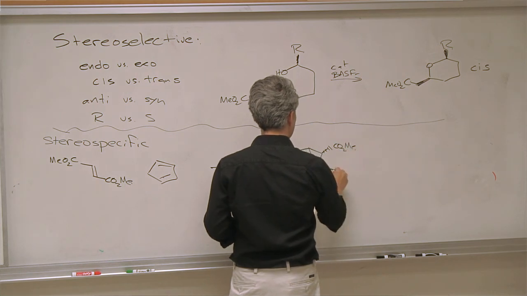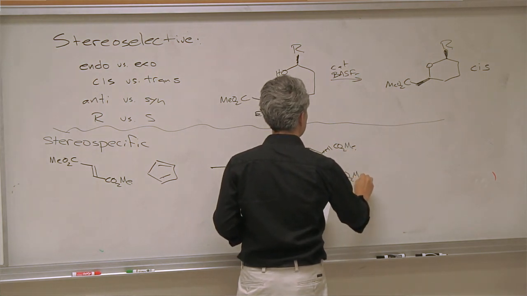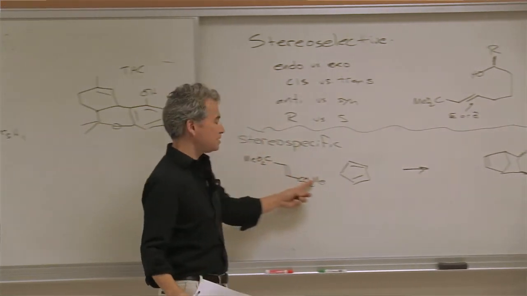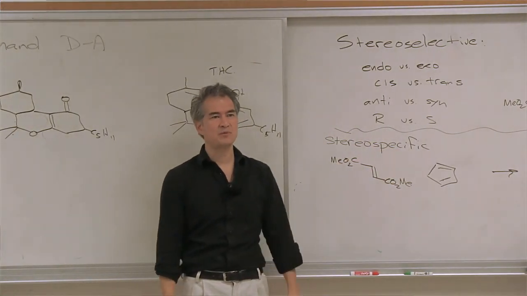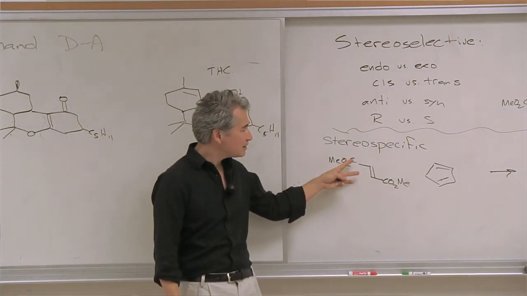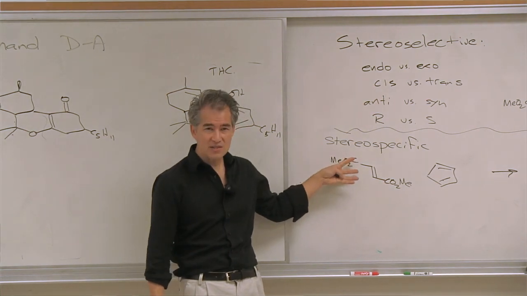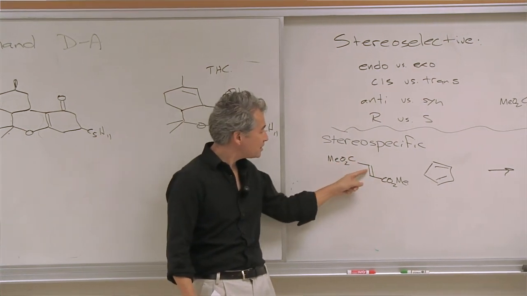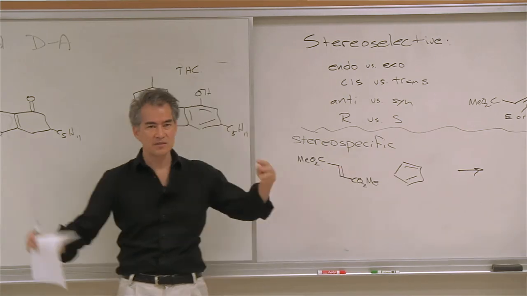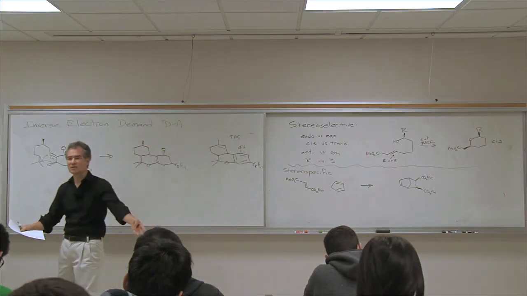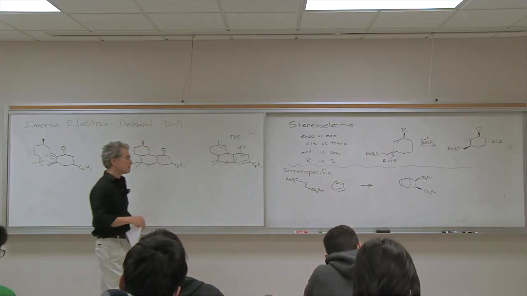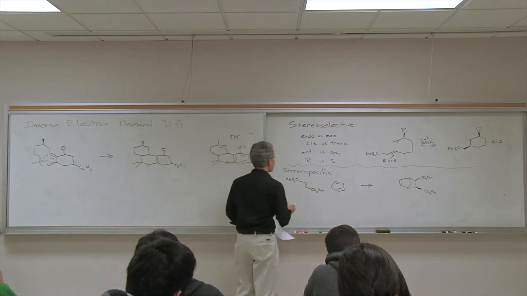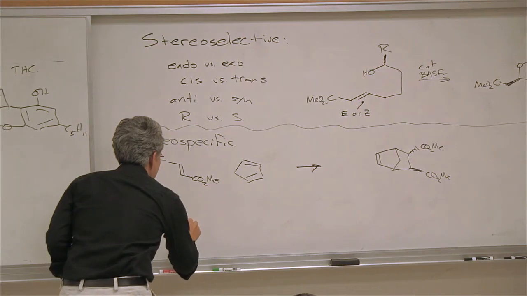has an anti-geometry between the two ester groups. You start with these two groups anti to each other, you end up with those two groups anti to each other, and you retain that relationship because the transition state is concerted. There's no opportunity for bond rotation since it's a single step reaction with a single transition state. But there's no way by running just one reaction that you could determine that this reaction is stereospecific.